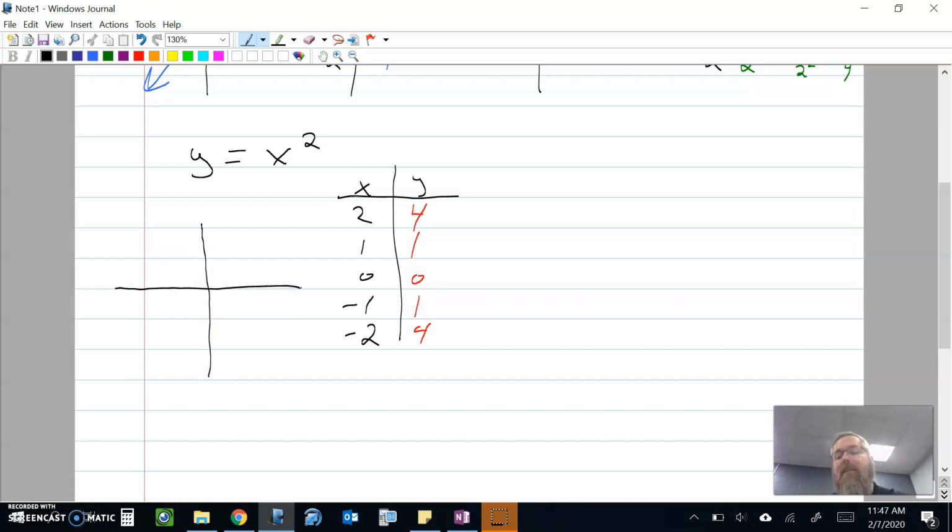I wonder what this is going to look like if we graph it. Let me go one more. What would be negative 3? What is negative 3 squared? Did y'all get 9? I hope so. All right, so let's graph this.